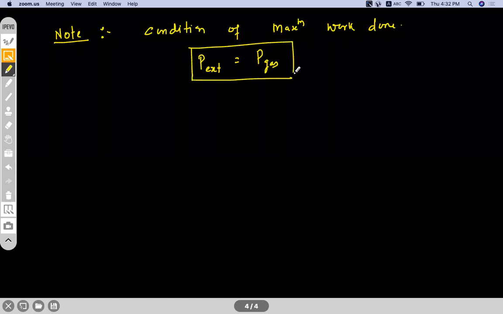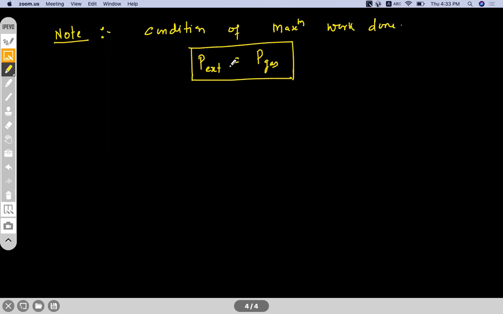Right? Because if you want further expansion, then P external you need to decrease. Then only the expansion takes place. Right? When P external decreases, work done will also be less because work done is equal to P external dV. Just one condition we have. Now, the next, the second case, you write down.